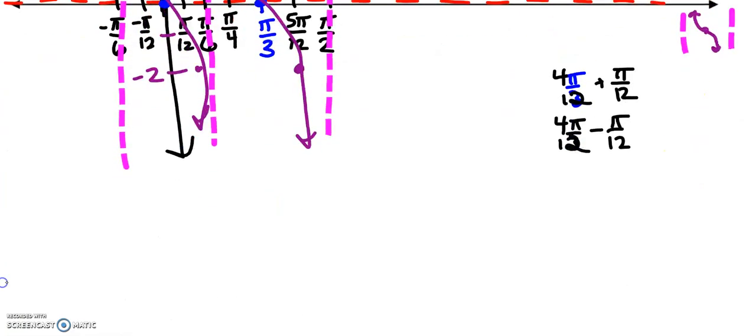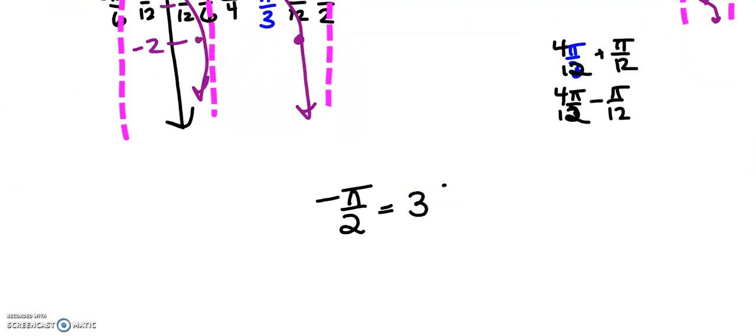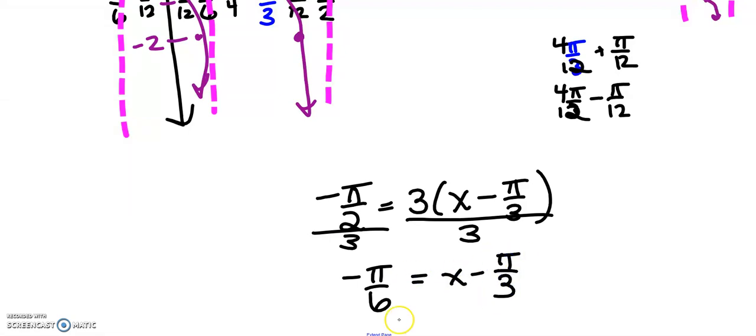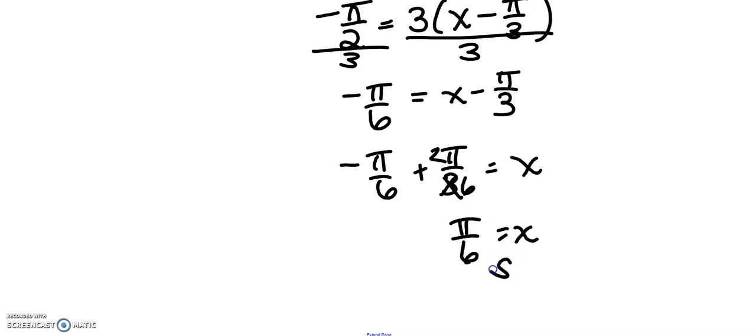Now, in the last video, I mentioned that you could find what we call our starting asymptote by saying negative pi over 2 is equal to our bx minus c. Well, bx minus c was 3 times x minus pi over 3. So my starting asymptote, I'm going to divide everything by 3. So this is negative pi over 6 equals x minus pi over 3. I'm going to add pi over 3 here. Negative 1/6 plus 2/6 is pi over 6, and that should be my starting asymptote.